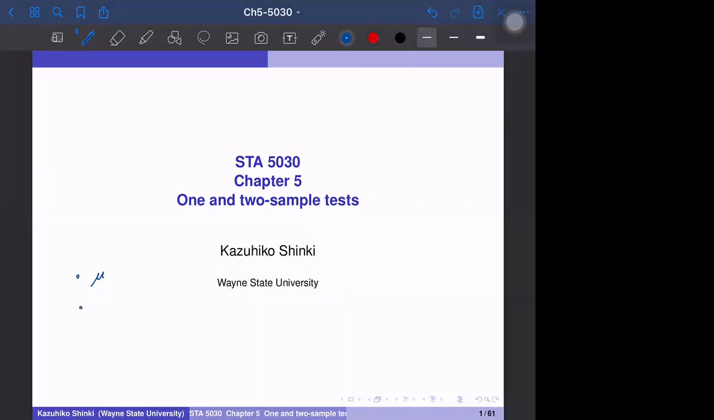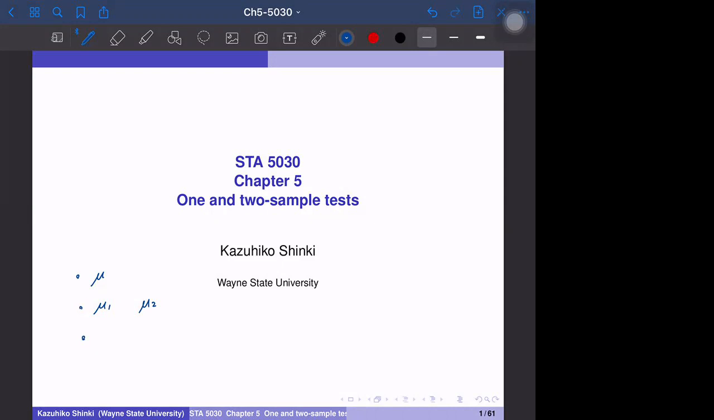And the second topic is to compare two population means. For example, the average height of male students is higher than average height of female students. So that kind of hypothesis.